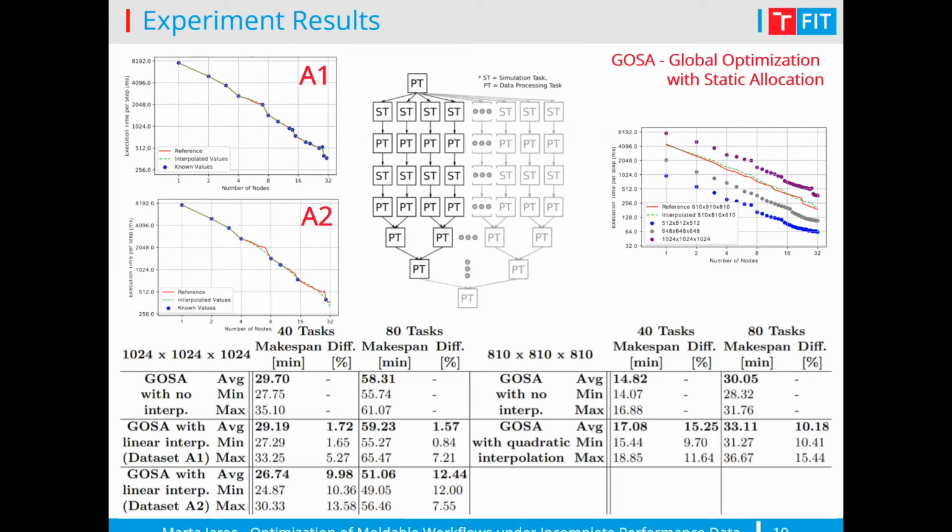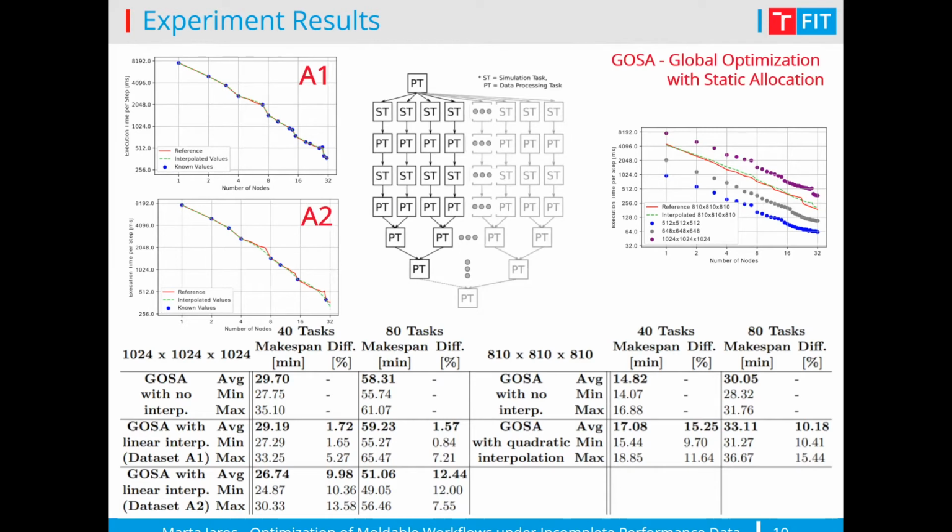Okay, so here I try to evolve the execution schedule for the workflow of 40 and 80 tasks of the workflow structure that you can see in the middle. This slide is quite heavy, so I will try to explain it. Now let's move to the left side.